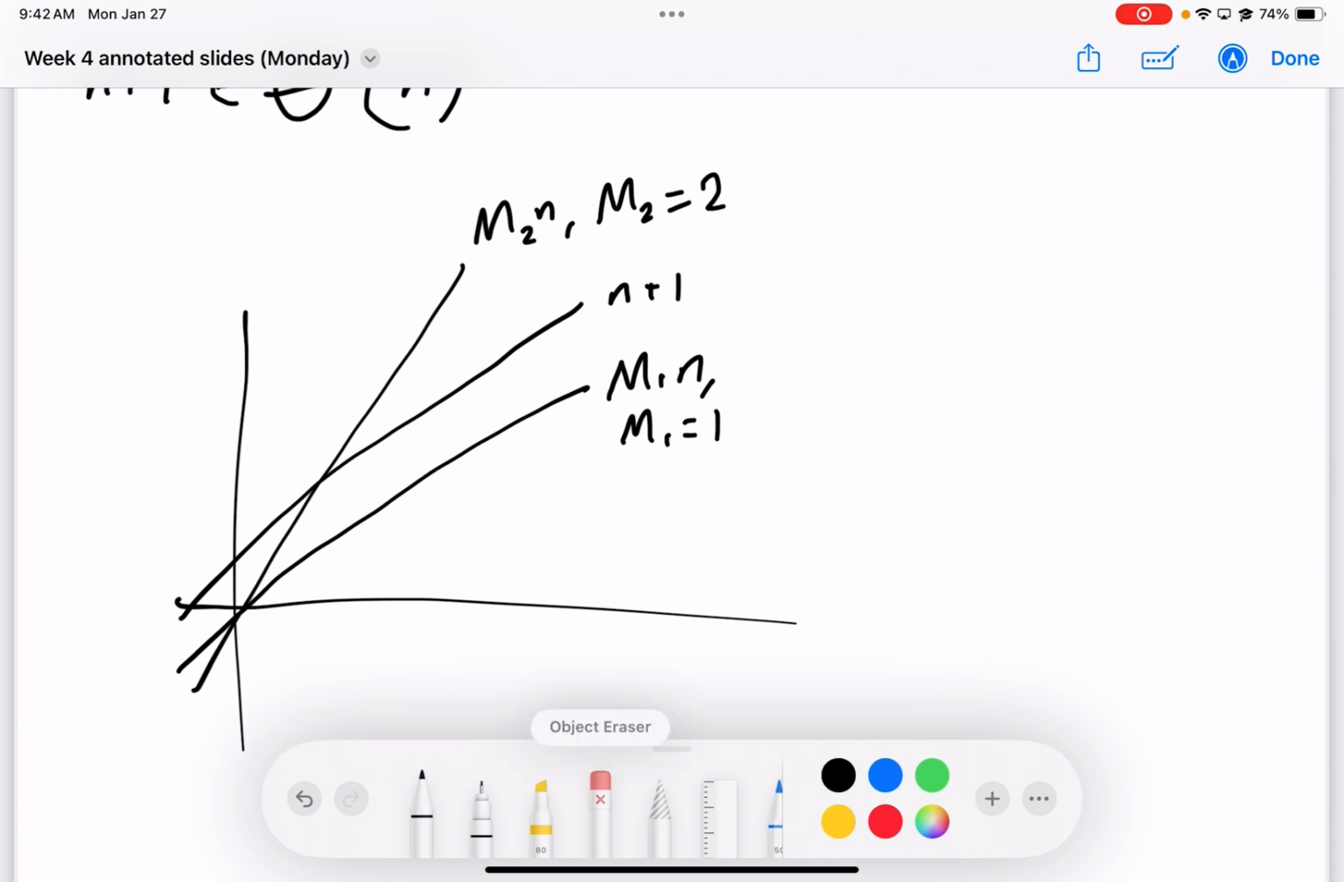So I've shown here informally, don't do this on an assignment, this is not a proof, that clearly n plus 1 after a certain point is greater than 1 times n and less than 2 times n. So because of that, we say that n plus 1 and n grow at the same rate. They're equal.